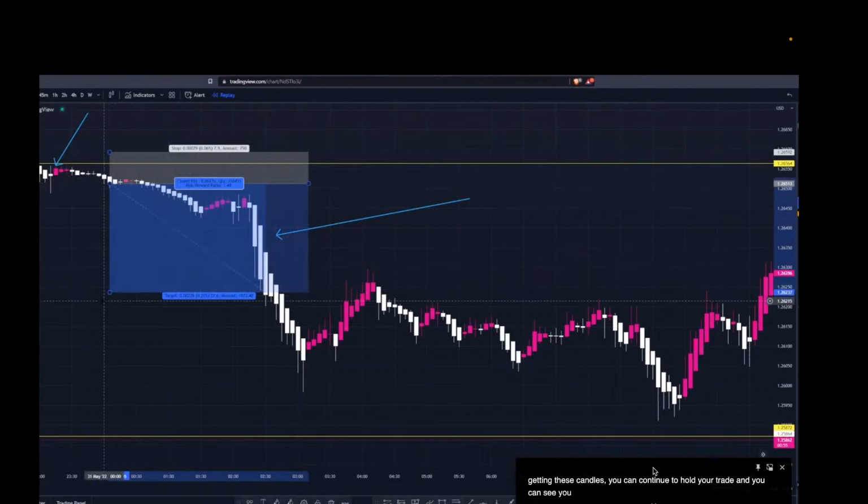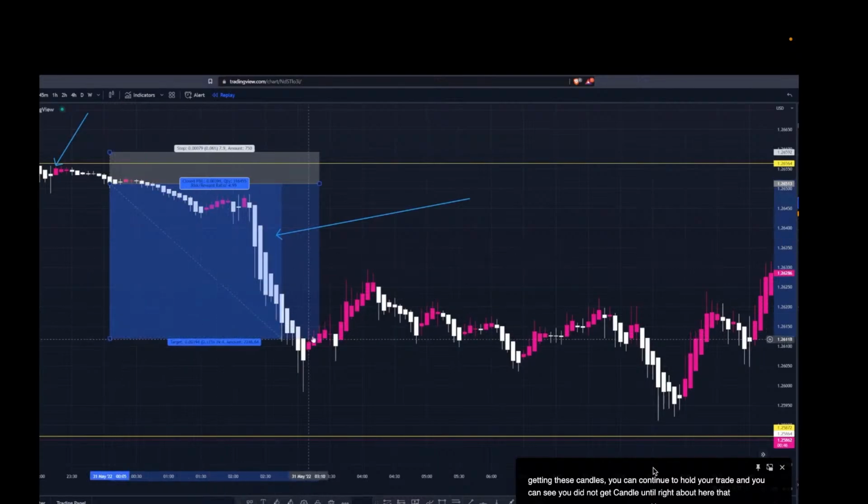And you can see you did not get a wicking candle until right about here. That was your first wicking candle. So when that candle closed, you would have closed your position right there, taking your 20 pip trade to a 40 pip trade because you were able to see that the trend was very strong and you can hold your trade a little bit longer.